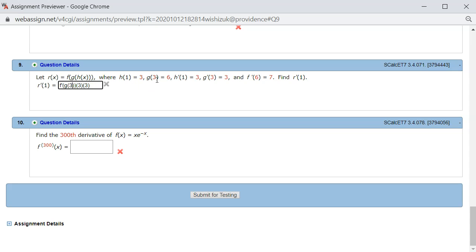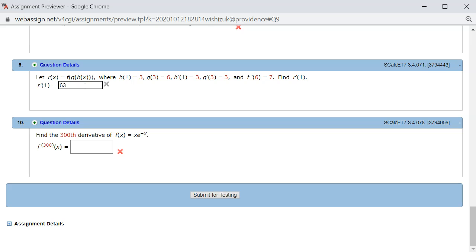But what's g of 3? g of 3 is 6. So I'm going to replace that g of 3 by 6. But what's f prime of 6? f prime of 6 is 7. So we have 7 here. Then we have 7 times 3 times 3. So it's 7 times 9, which is 63. So the answer is 63.